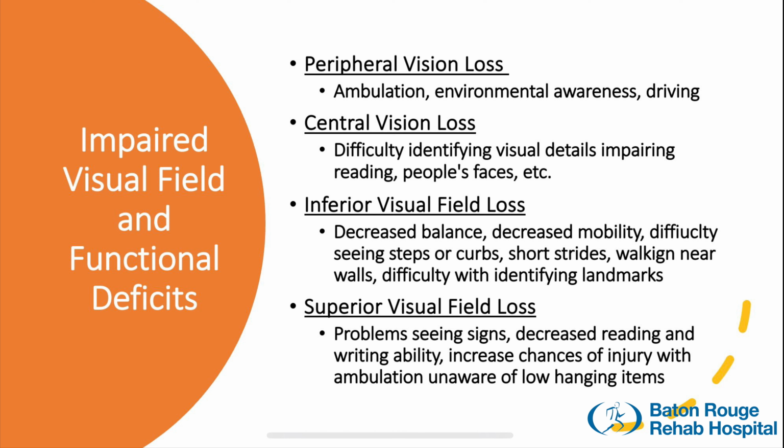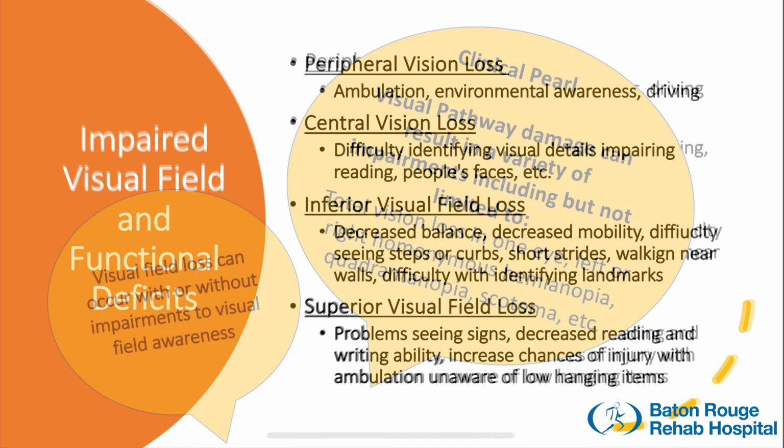their functional performance. For instance, impaired peripheral vision will affect our patient's ability to safely ambulate, be aware of their environment, and drive safely. Impaired central vision will cause impairments with identifying visual details needed for performances such as reading. Inferior visual field loss will create difficulty with balance and mobility, increasing their risk for falls. And superior visual field loss is correlated with decreased reading and writing abilities and difficulty identifying overhead obstacles.